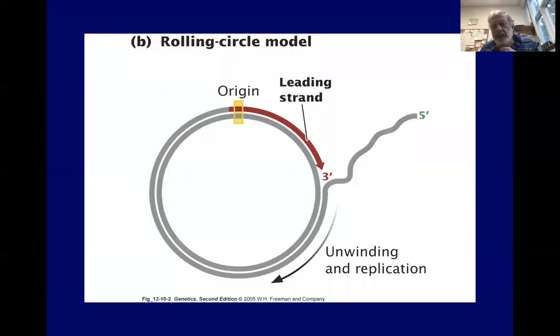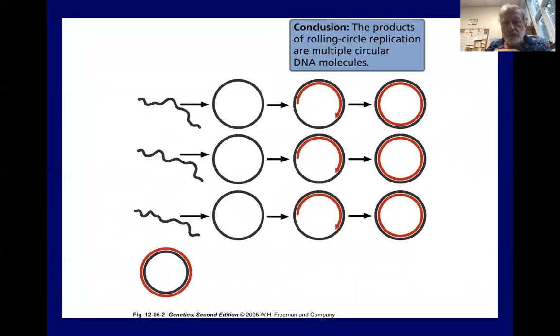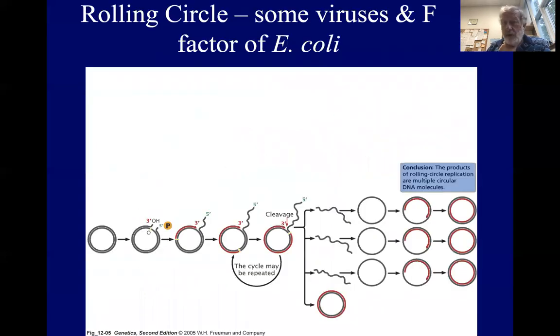Here we see the leading strand in red being synthesized from the origin. The lagging strand is now unwinding and will be released like a tail and be copied when it is linear, and then made back into a circle again. So here we see that. Here's the rolling circle model. Here are those two slides, start to finish.